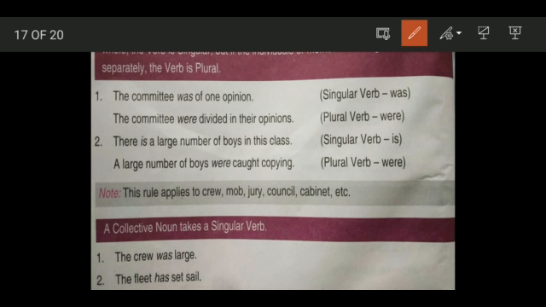The crew members were arguing among themselves. So when we are referring to its members individually, it becomes plural. Otherwise, when we are referring to the collective noun as one whole unit, it is singular only. So we will use singular verb. The crew was large. The fleet has set sail.